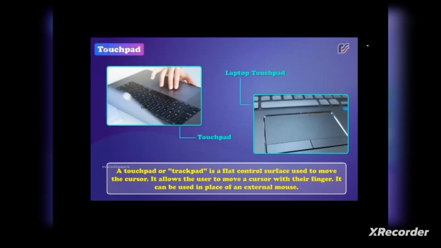Touchpad. A touchpad or trackpad is a flat control surface used to move the cursor. It allows the user to move a cursor with their finger. It can be used in place of an external mouse. As you move your finger on the surface, the mouse cursor moves in that same direction. Touchpads are commonly found on laptops. Some keyboards also come with a touchpad.